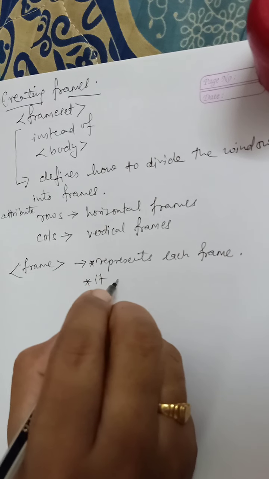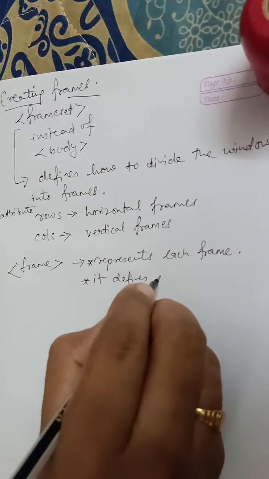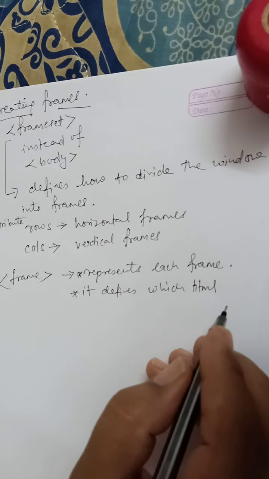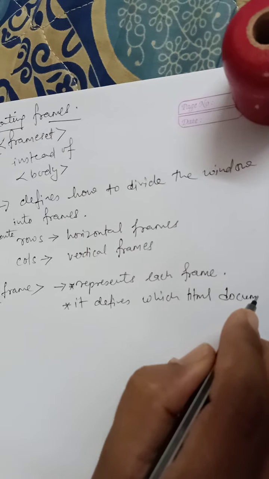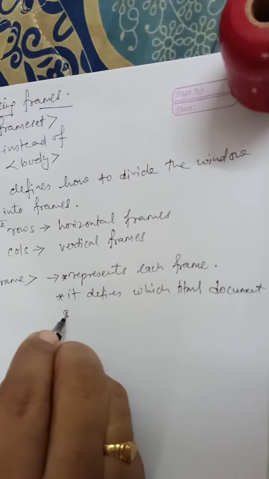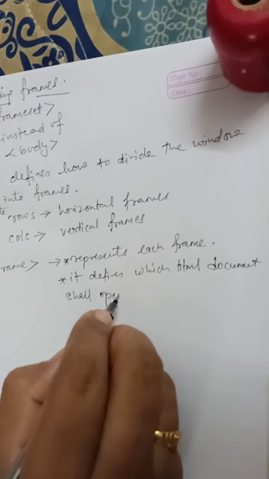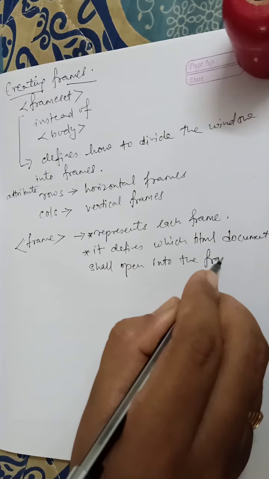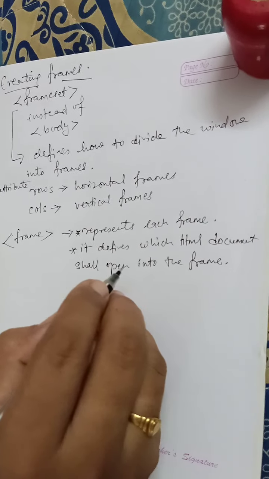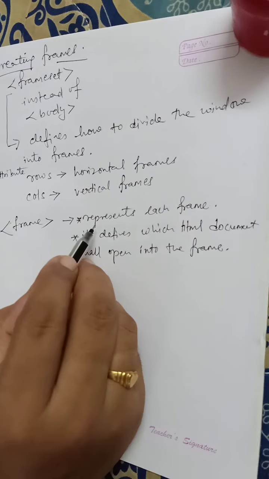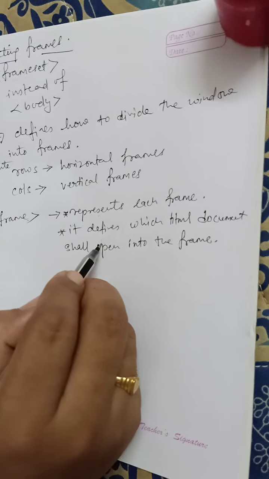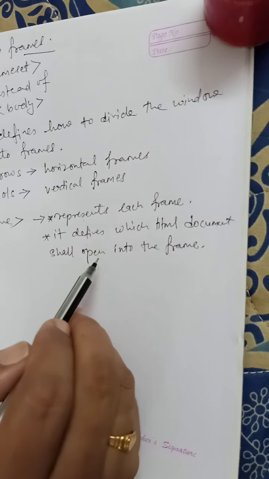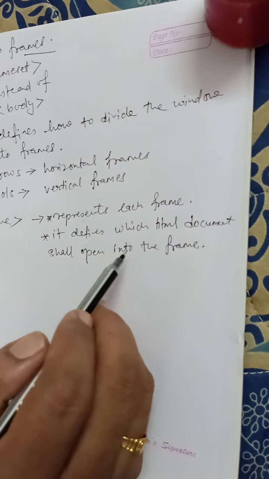Also it defines which HTML document shall open in a frame. So the frame tag is used for these two purposes. First, it represents each frame, and it also defines which HTML document shall open.